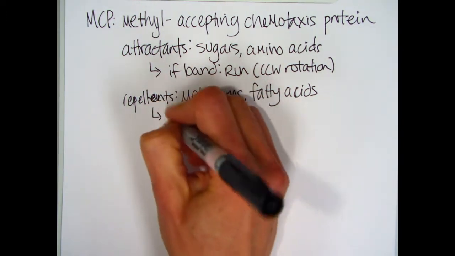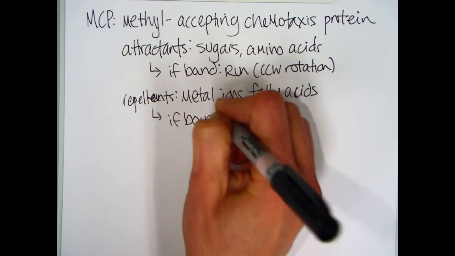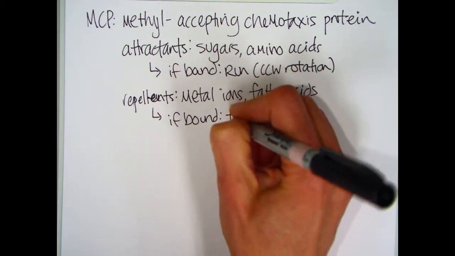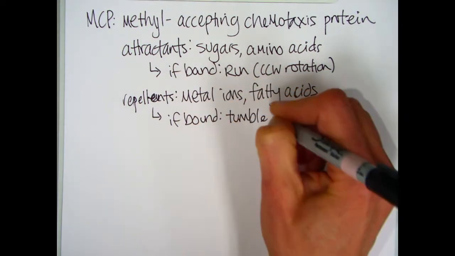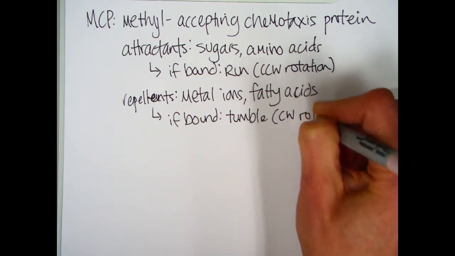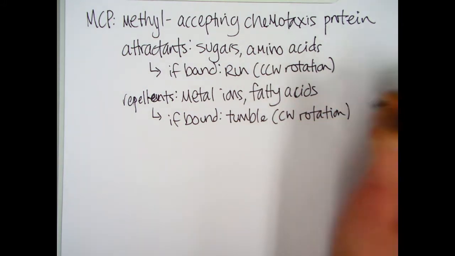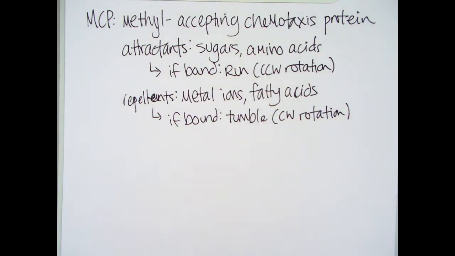And so if a repellent is bound, then the cell will enter a tumble, which is a clockwise rotation of the flagellum. And you will remember that the tumble simply stops the cell from going in the direction that it was going and repositions the cell to a new random direction. The tumble does not have a lot of control over which way the cell goes.